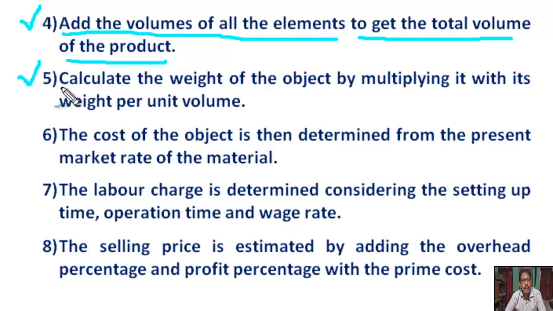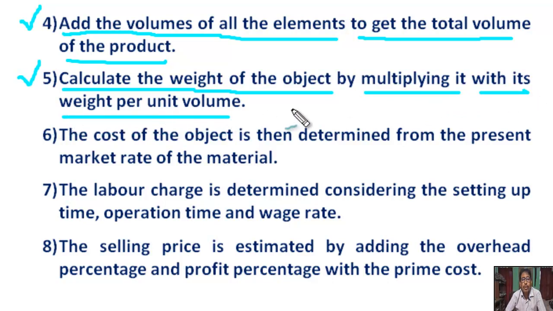Number 5, calculate the weight of the object by multiplying its volume by its weight per unit volume. We calculate the weight of the whole object, the whole component, by multiplying the volume by the weight per unit volume.